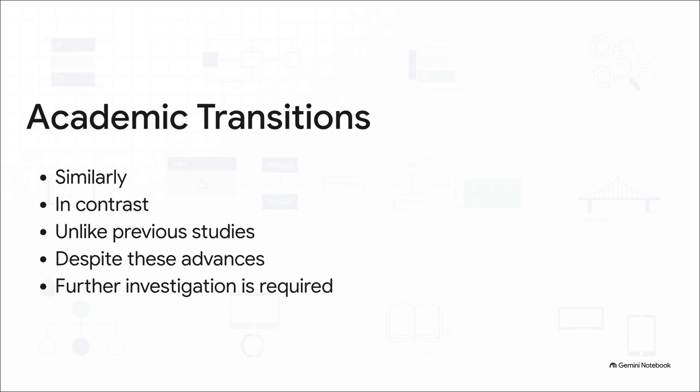Now, to make those paragraphs actually flow together, you need some connective tissue. Academic transition words are basically the secret weapon of great writing. Words like similarly show agreement. In contrast, or unlike previous studies, highlight critical differences in the methodology or the results. And then phrases like despite these advances or further investigation is required, these act as massive signposts for your reader. They signal, hey, I'm about to drop a limitation or a research gap right here. Use these to naturally guide your reader through the argument.